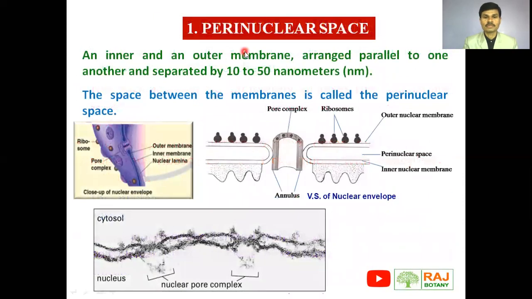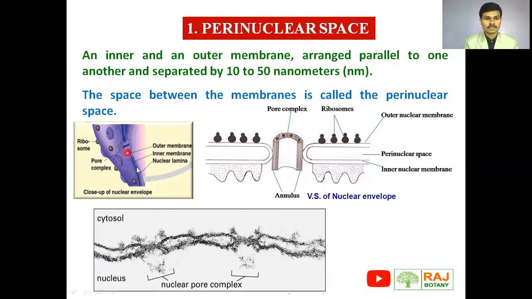Let's see one by one. First, the perinuclear space. The perinuclear space is the space in between the outer nuclear membrane and the inner nuclear membrane, that is 10 to 50 nanometer in width. Here we can see the perinuclear space. This is the outer nuclear membrane, this is the inner nuclear membrane, and here we can see the pore complex also, which we will focus on more later on.